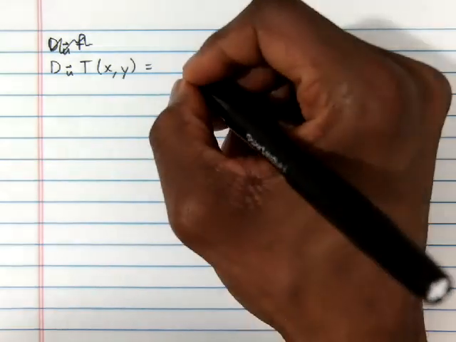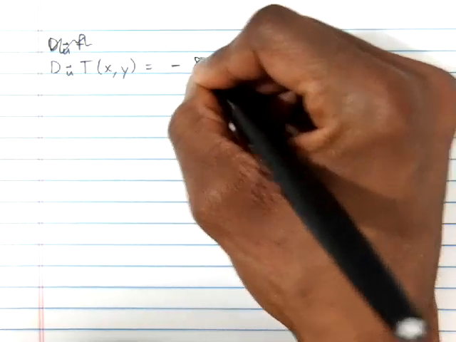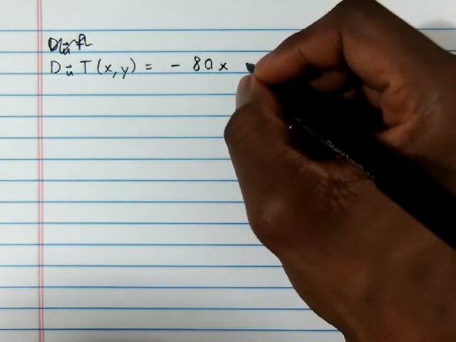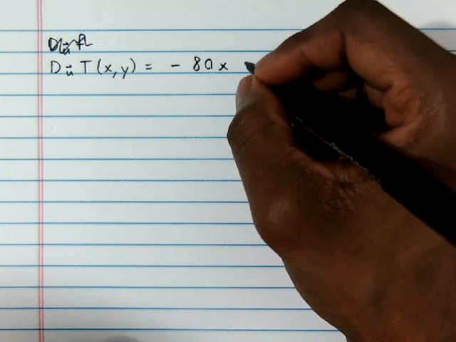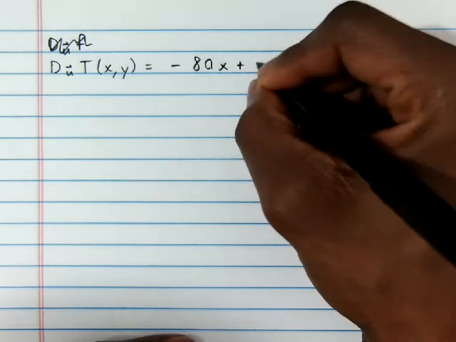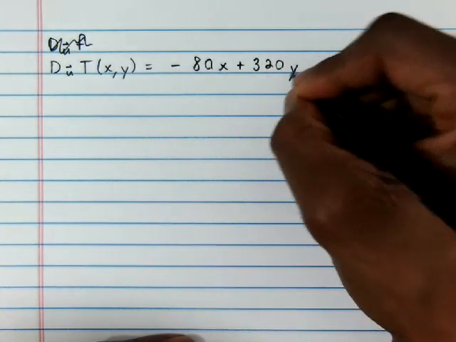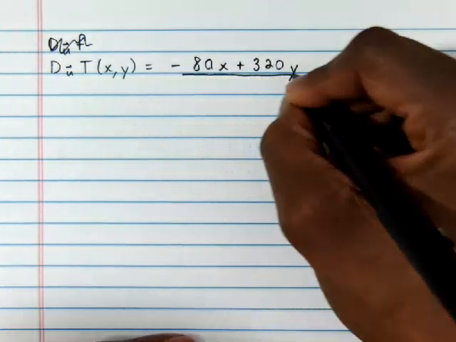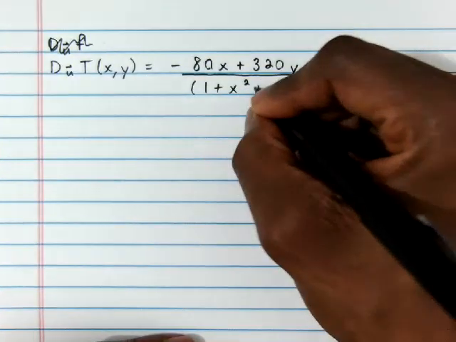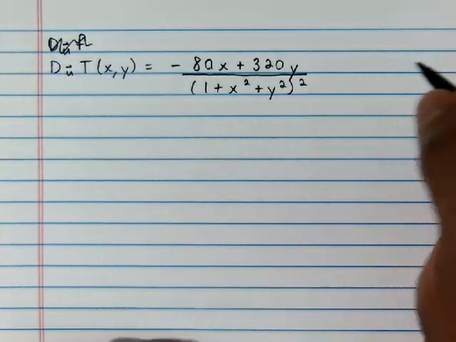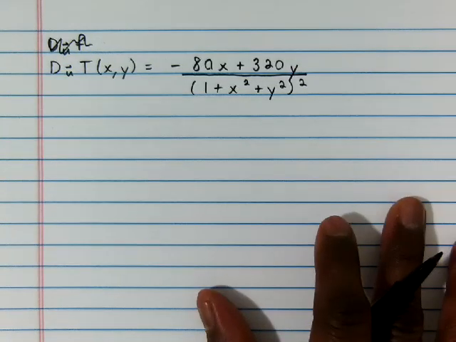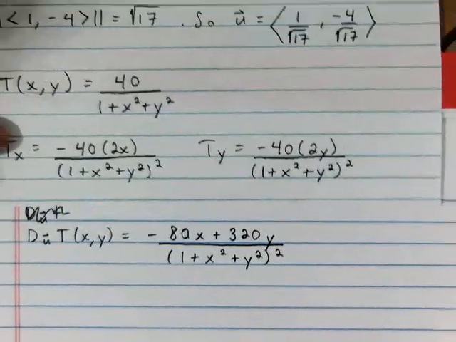So this is going to be negative 80x and then that was times 1 and then plus, what did I say, negative 80y times 4 times negative 4, excuse me. So that's going to be plus 320y all over 1 plus x squared plus y squared quantity squared. So how did I get that? Just so we can go back and see how I came up with that.